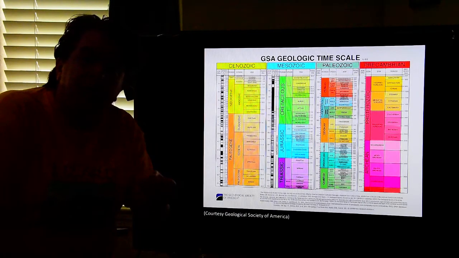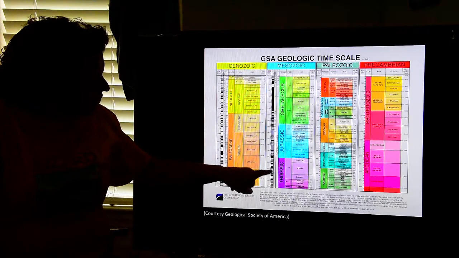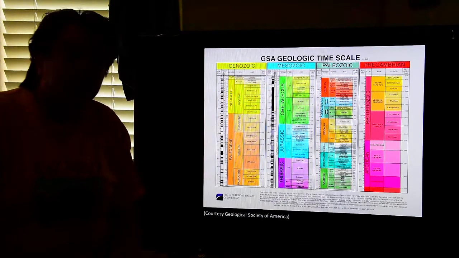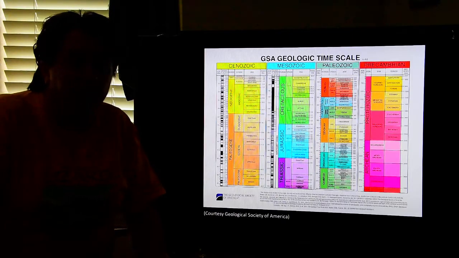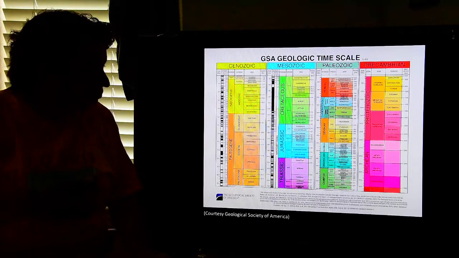When we talked about magnetic reversals a couple of lectures ago, that's actually shown on this time scale. Black is normal polarity and white is reverse polarity. So this time scale gives you all sorts of information if you end up working in geology.